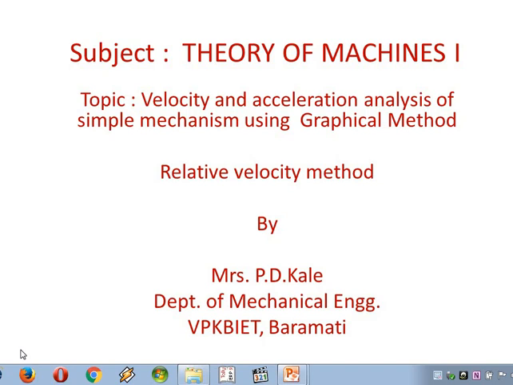Today we are going to see velocity and acceleration analysis of simple mechanism using graphical method, relative velocity method. Now let us revise some basic concepts of velocity and acceleration diagram.